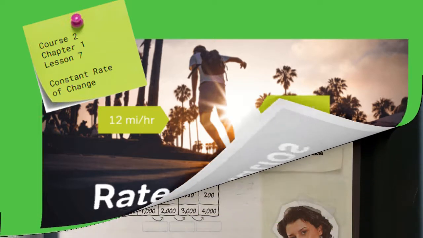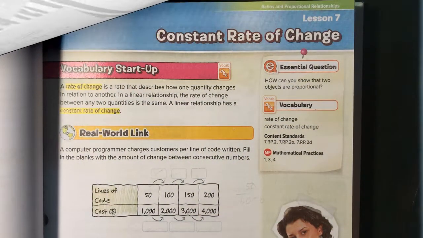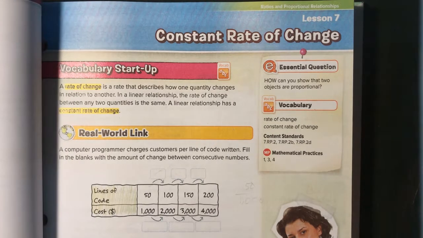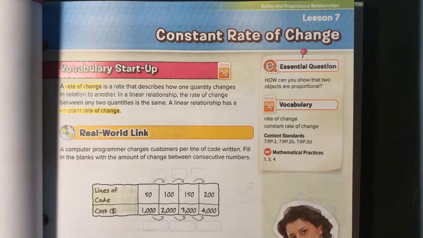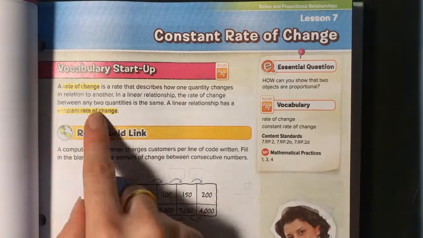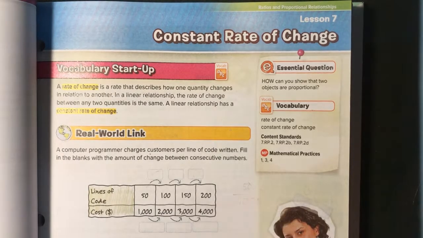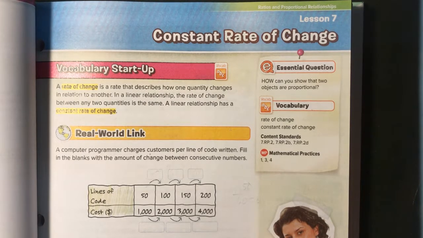Lesson 7 on page 65. Today's topic is constant rate of change. Constant rate of change means the rate at which you're changing. Okay? We're still using ratios. We're still using simplest form.